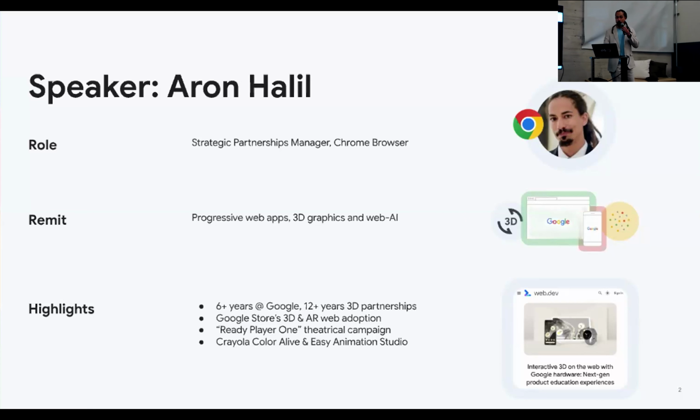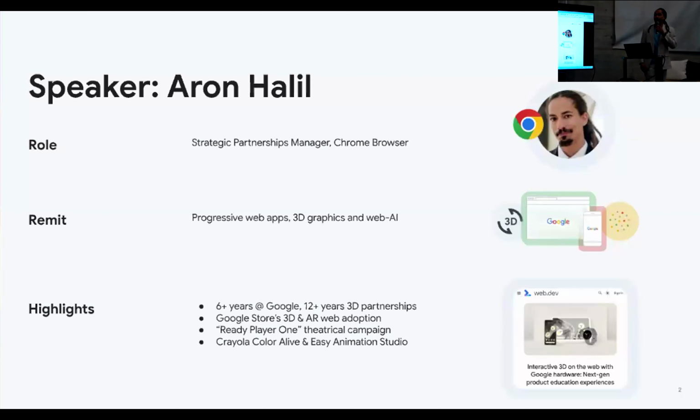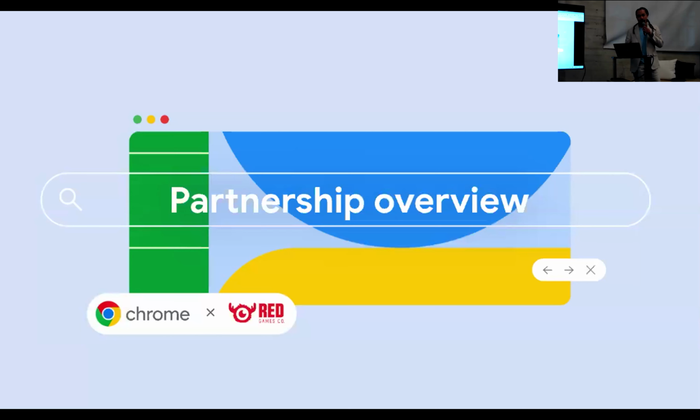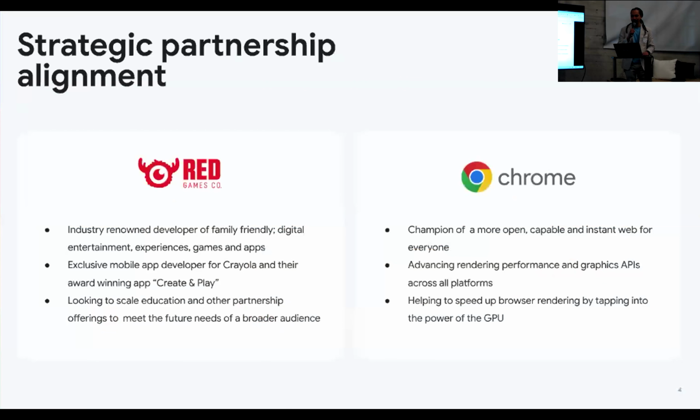And I managed Crayola's partnership with the AR developer Daiquiri, if anyone's heard of them, back in the day, launching their first AR products, Crayola Color Alive and Easy Animation Studio. Since joining the Chrome team, it's been an honor and a privilege to reconnect with the Crayola team and their exclusive mobile app developer, Red Games. I'm going to give just a quick overview of the Chrome partnership with Red Games before going over the main agenda and the tease for the case study.